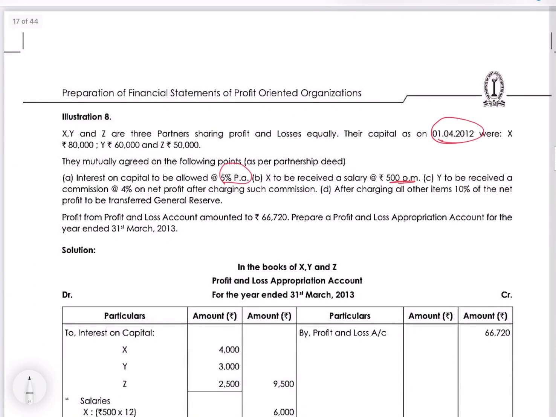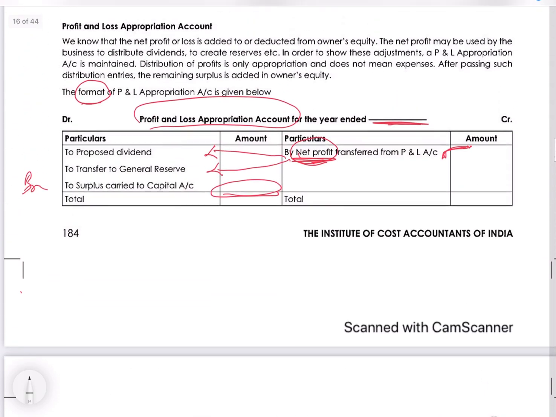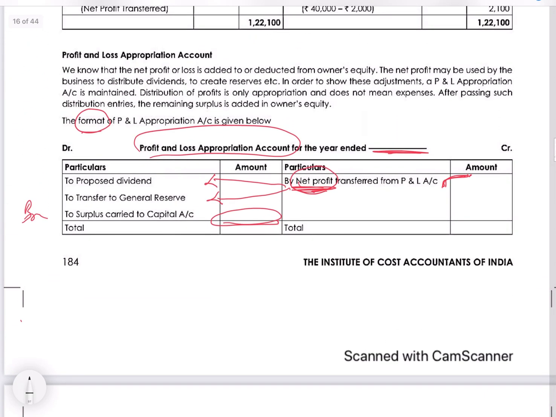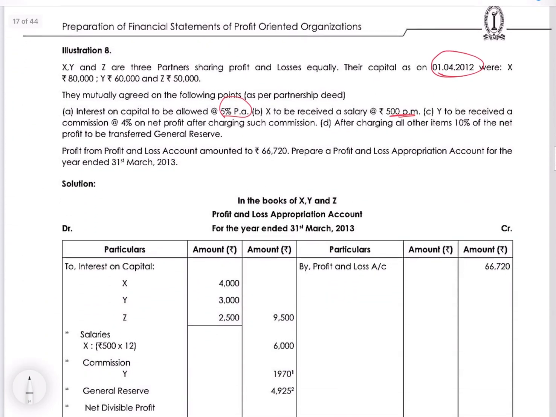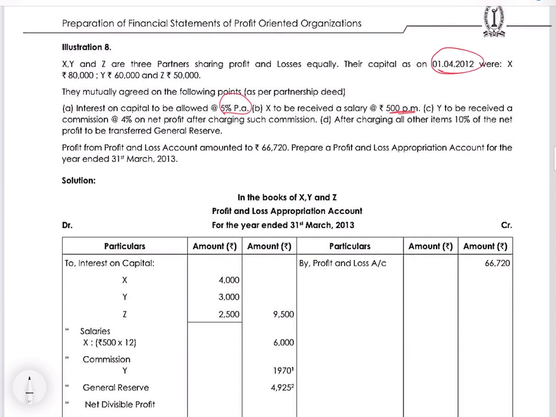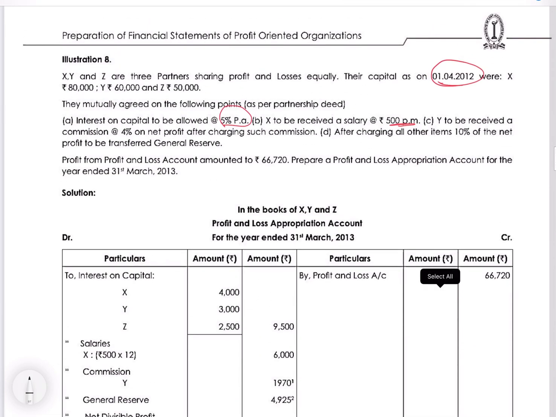You will find this for entities other than companies, because the company format doesn't include a P&L appropriation account. Okay. So we'll do the illustration. Illustration 8, page number 185, study material, financial accounting.